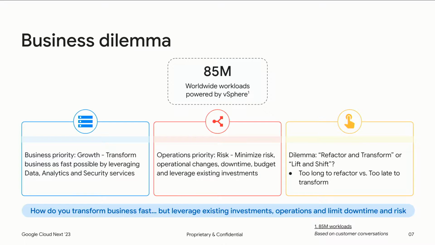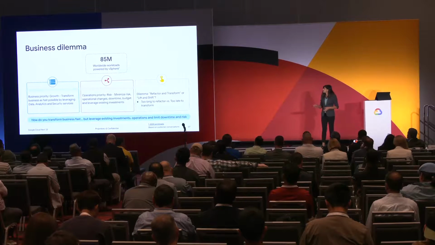Balancing the two often requires certain trade-offs, forcing IT leaders to either choose lift and shift, which is low risk and effort, but requires a long time to enable transformation, or refactor and transform, which enables fast innovation, but requires significant upfront investments. This is where Google Cloud VMware Engine comes into play for these enterprises.